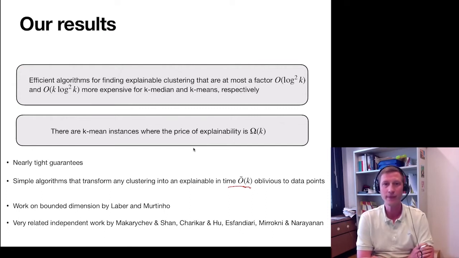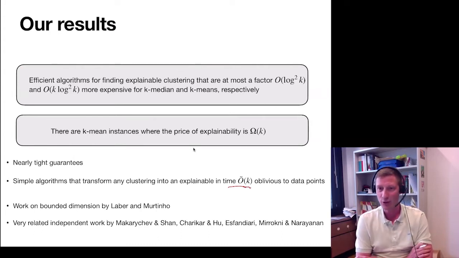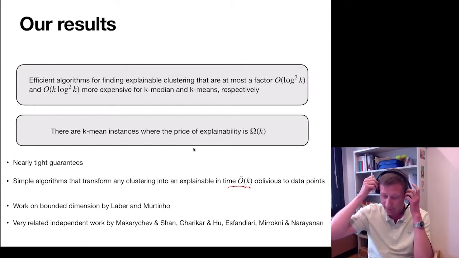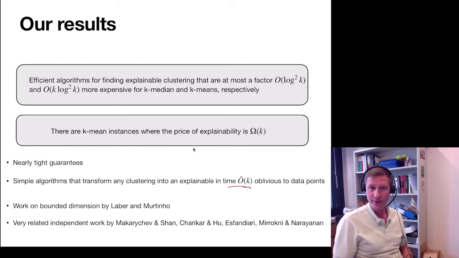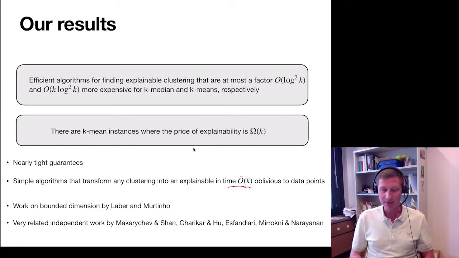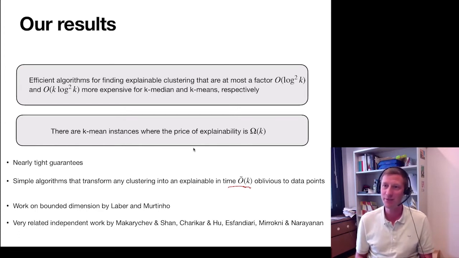I should note here, and that's important, that there's been very related independent work by several different groups following the initial paper at ICML 2020. That's by Makarychev and Shan, Charikar and Hu, Esfandiari, Mirrokni and Narayanan. As I said, some people get slightly stronger results, and there are some slight differences in the papers. But I think it's fair to say that everything I say today should be credited equally to these papers that I listed there. And the algorithm is similar. This gives a hint that once people saw the introduction of the paper at ICML, if you have seen a lot of ways of how to round LPs, this was a natural approach to try.